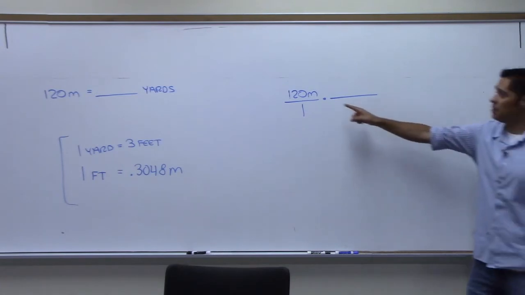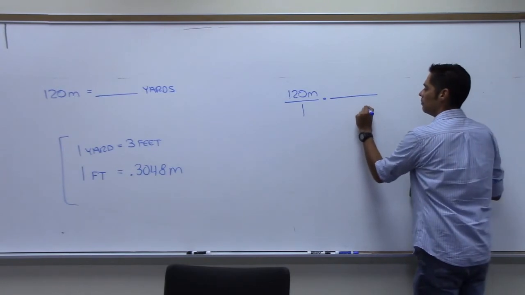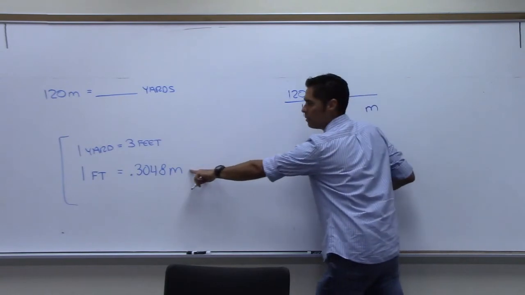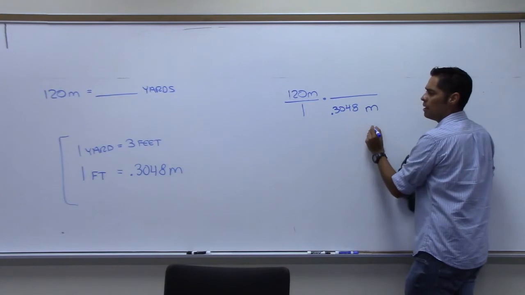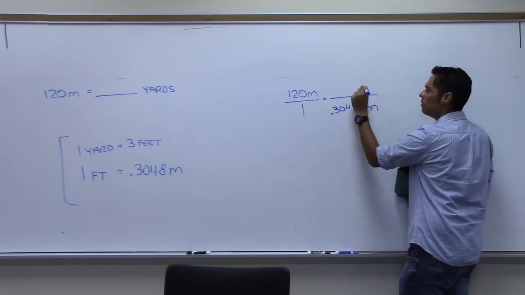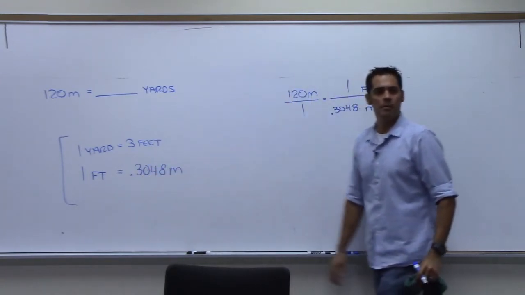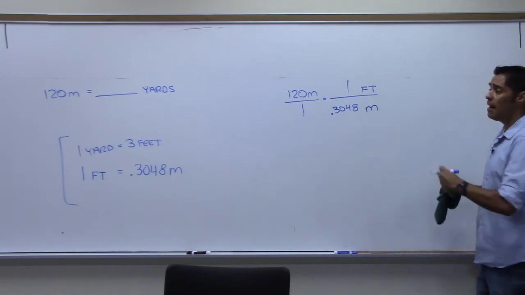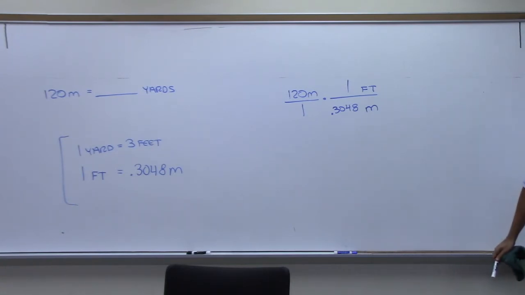I need the meters to cancel, don't I? So you've got to put something with meters down here. And the only thing you have is what? This one? So I'm going to put 0.3048 meters. And up here, what's up here? 1 foot, right? That's this right here. So right now I know that my meters would cancel, wouldn't they? I'd be left with feet, but I don't want feet, I want yards.